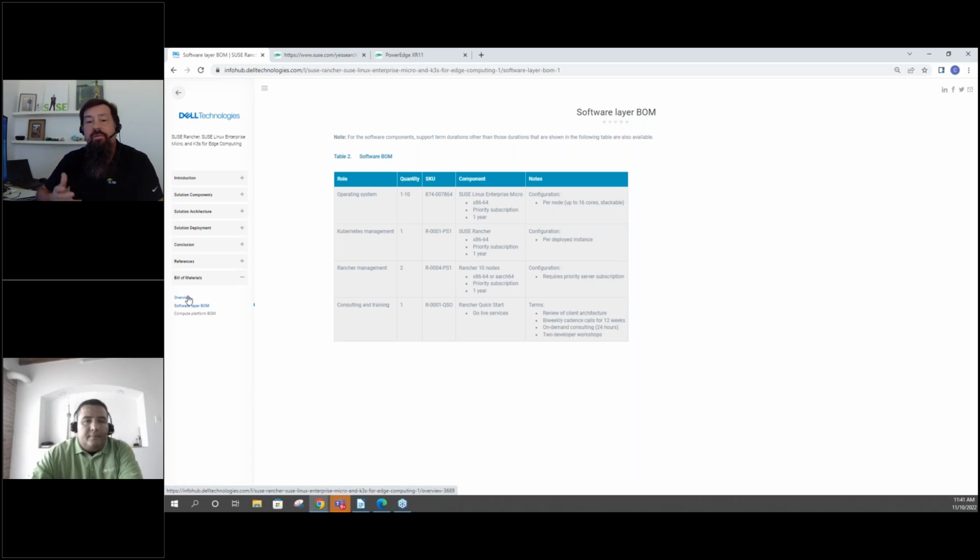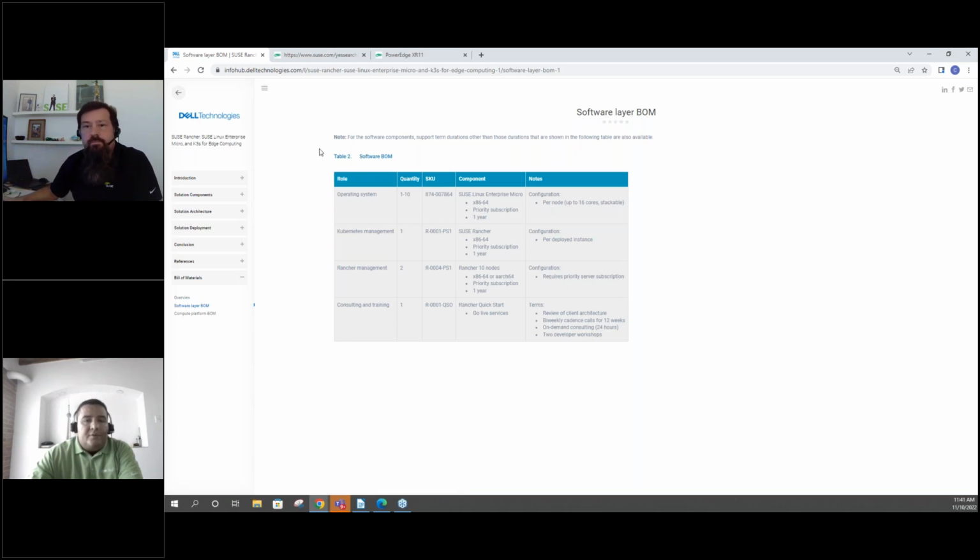And while this list may not be perfect for every customer, it's a spectacular starting point. It gives me a good idea of what things I need to look for and what things I may need to ask questions about. Because I may go, I need more nodes in my downstream clusters. Well, how does that need to change things? And like you said, professional services is a great starting point to help fill in the answers to those additional questions.